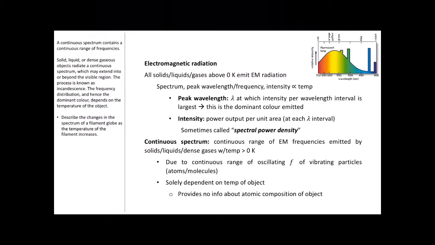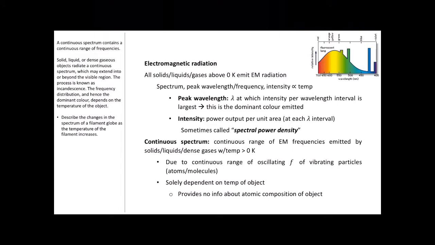So I'll just recap electromagnetic radiation. Just to remind you, all solids, liquids and gases that are above 0 degrees Kelvin, so above absolute zero, emit electromagnetic radiation. The spectrum, peak wavelength or frequency and intensity are all proportional to the temperature. The peak wavelength is the wavelength at which the intensity per wavelength interval is largest, and this is always going to be the dominant colour that's emitted.